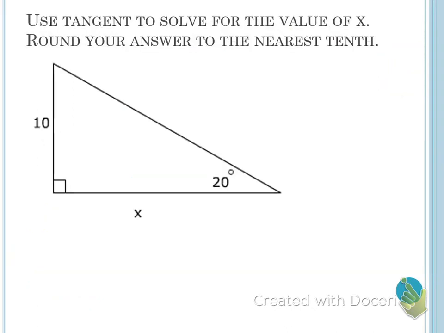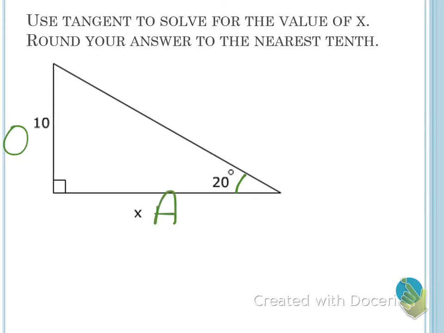This is over what we learned yesterday. Use tangent to solve for the value of x. Round your answer to the nearest tenth. I know that isn't on your notes necessarily, the rounding part. But what you do is we label the sides from the given angle. So from 20 degrees, what kind of side is 10? Opposite. And then x is adjacent.